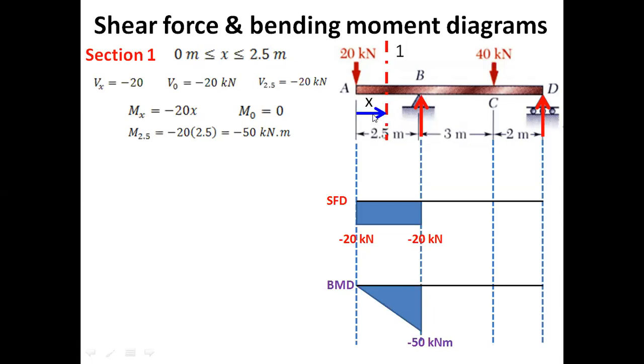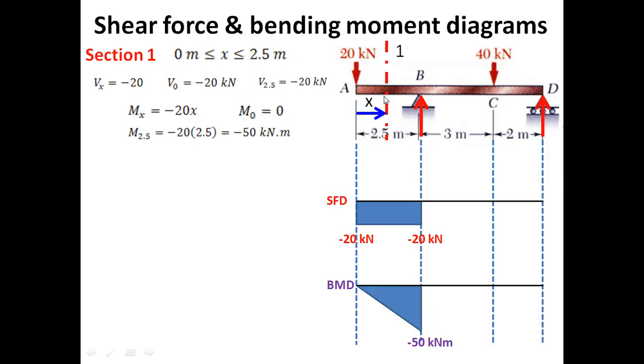So this is the section, and let's say the distance from this point up to this section is x, and we could move this section from point A to point B. So this x would work from 0 to 2.5 for section 1, and we are taking the left hand side of the section. The definition of the shear force is the algebraic sum of all of the forces on one side of the section. Here we have only one force, which is 20 kilonewton.